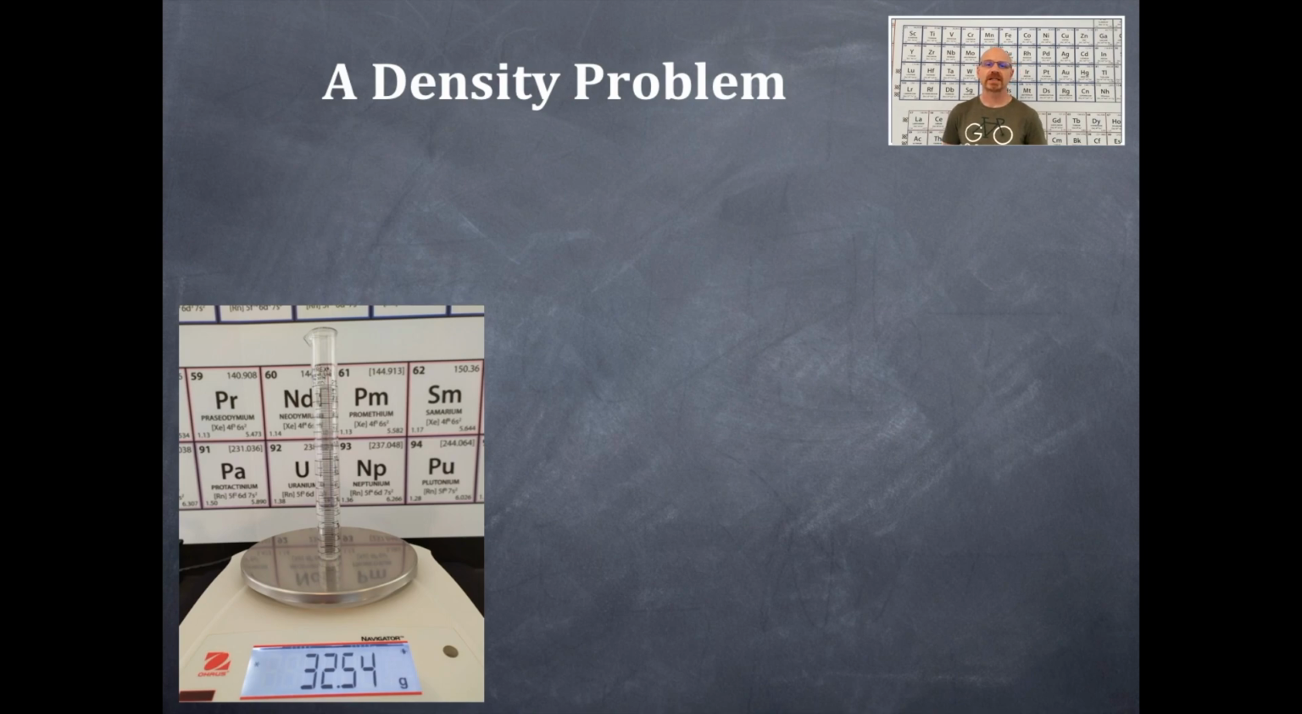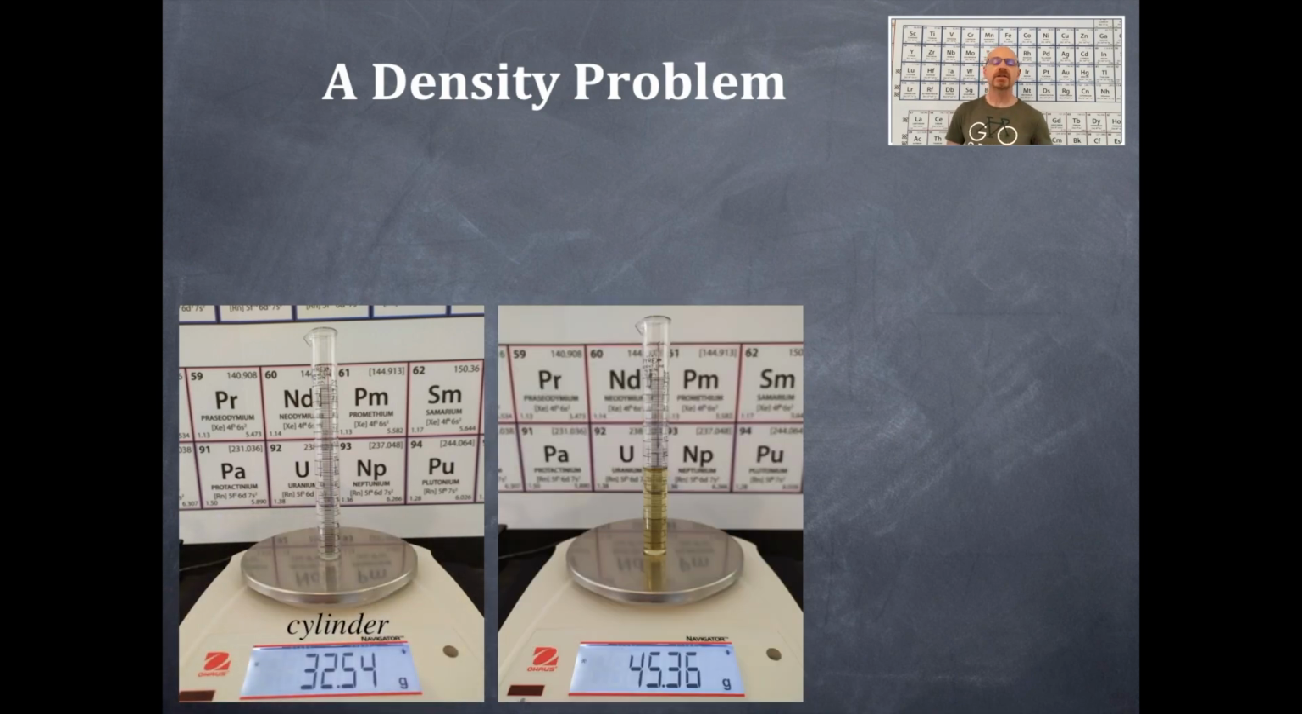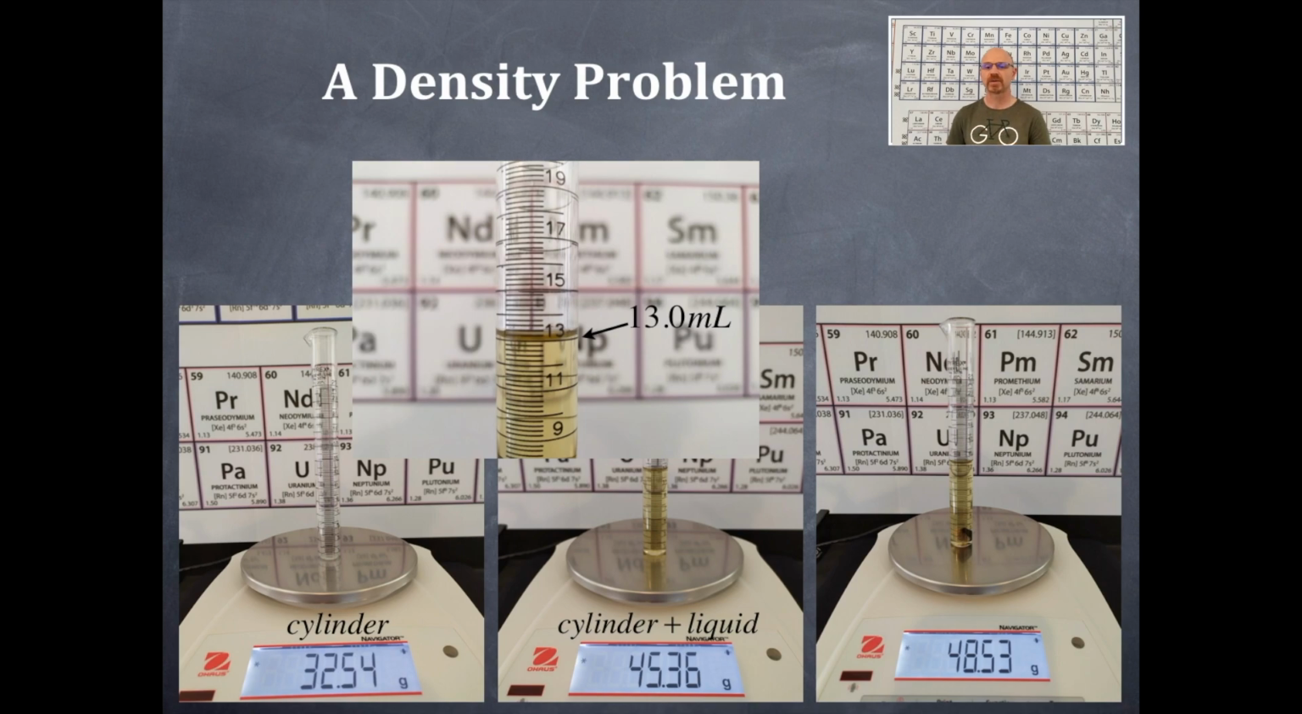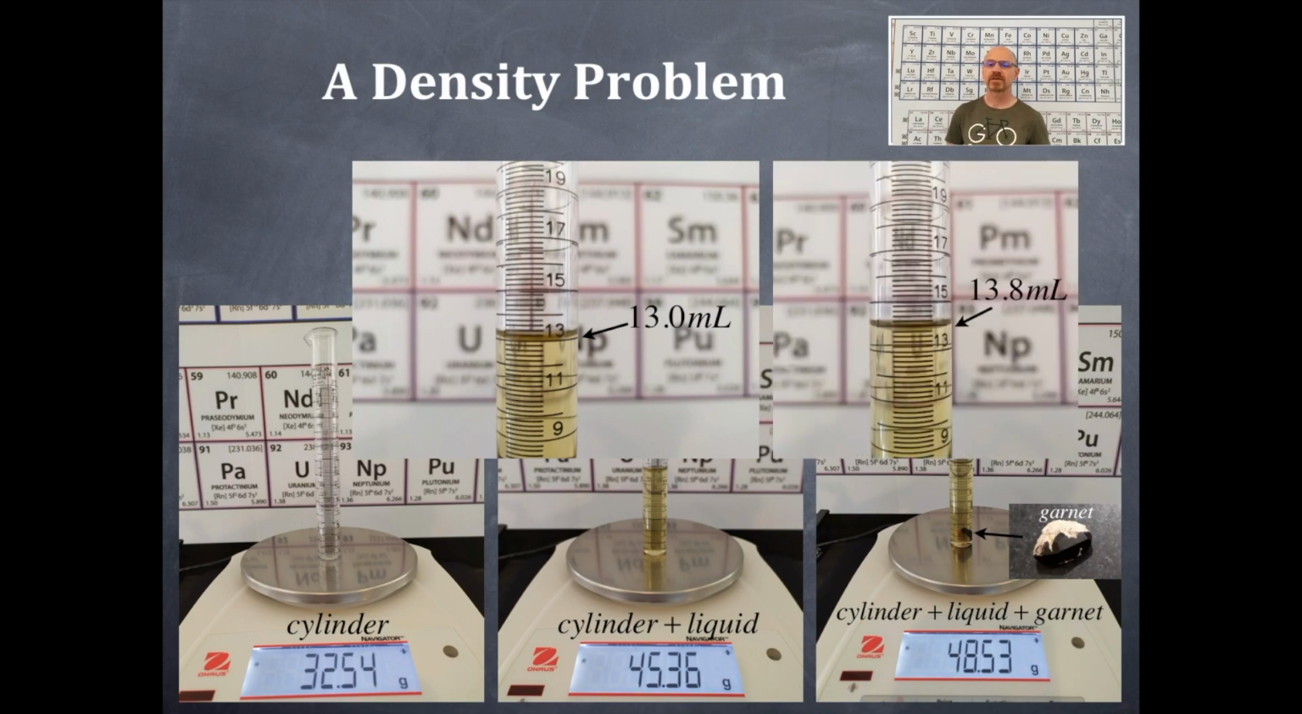This is the graduated cylinder, empty, 32.54 grams. Then here's our graduated cylinder with an aqueous liquid in it, and that's 45.36 grams. This is the cylinder and the liquid, and it has a volume of 13 milliliters. Our third situation is the following. We have 48.53 grams of the garnet inside the aqueous solution. So this is the cylinder, the liquid, and the garnet combined, and you can see the volume is 13.8 milliliters.